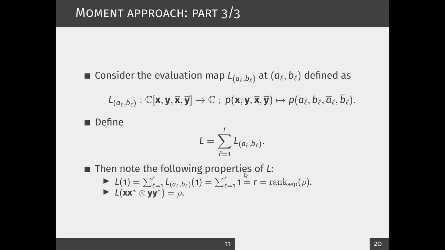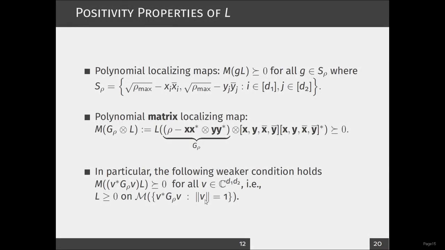We then note the following special properties of L. Firstly, L of 1, via this simple sequence of equalities, returns the separable rank of rho. And secondly, L applied to this tensor product structure returns rho. So it would be really nice to recover this L because we can recover the separable rank. But there's more. This L also has special positivity properties.